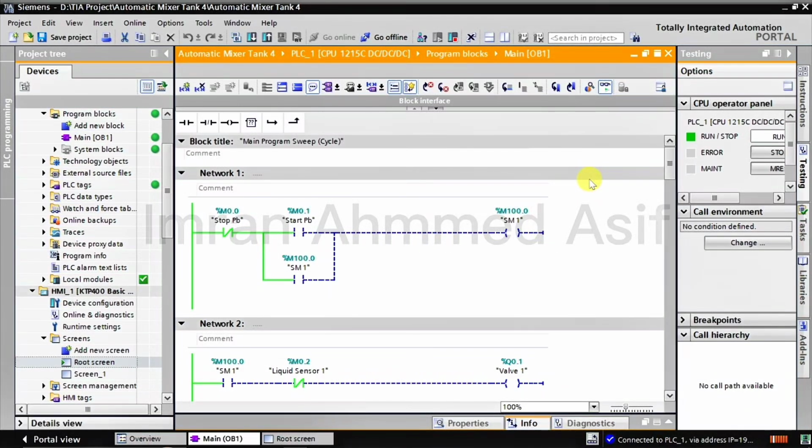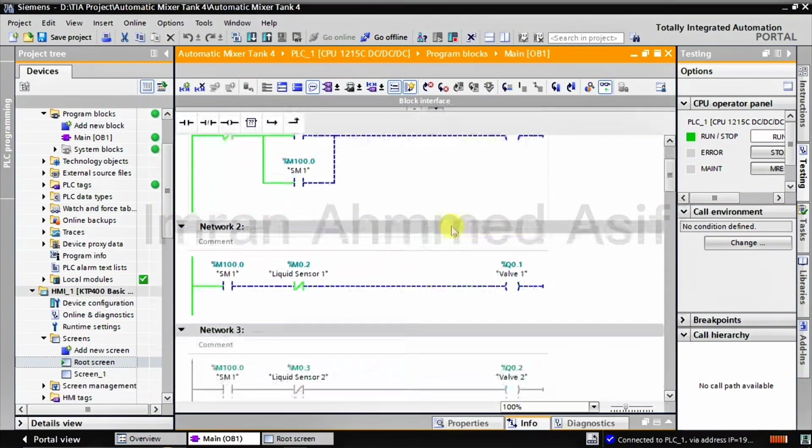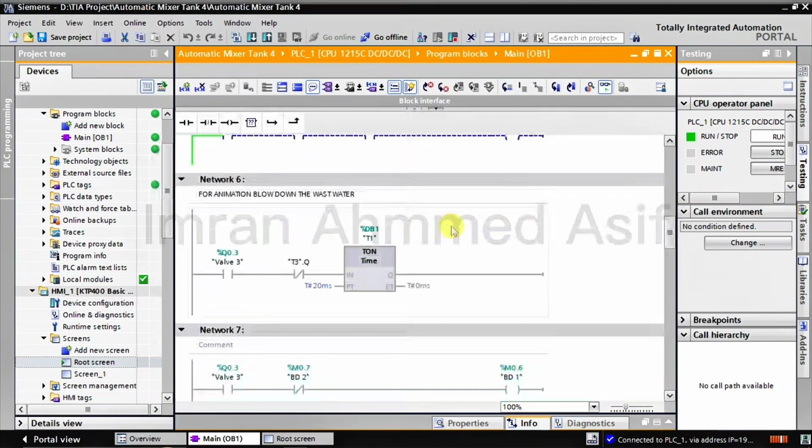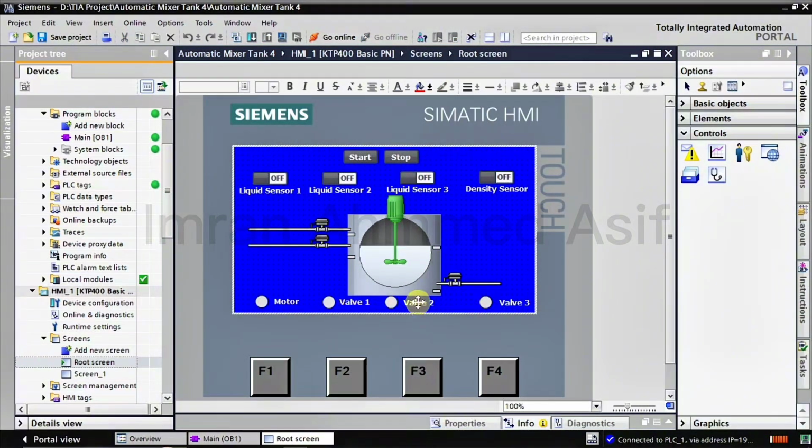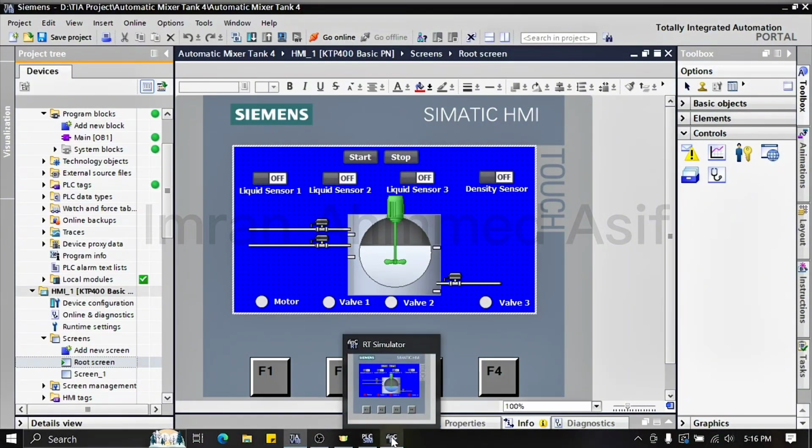Today, I have completed another automation project using Siemens TIA Portal with PLC programming and a basic HMI design. This project is based on an automated washing machine system, where the complete washing and draining process is controlled automatically using sensors and valves. Let me explain how the system works step by step.